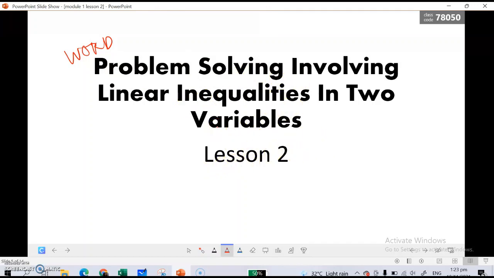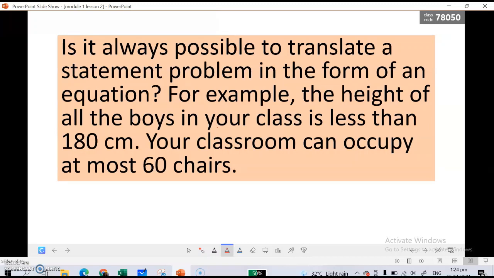This is in your module, nasa module nyo to. So, maraming examples sa module nyo. Ang sinama ko lang dito ay konti lang. Parang 3 examples lang siya, 2 dun sa translating and 1 dun sa solving na mismo. Okay, so we have a question here. Is it always possible to translate a statement problem in the form of an equation? Okay, possible ba daw na yung given na word problem, pwede natin siyang i-translate into an equation or into an inequality?